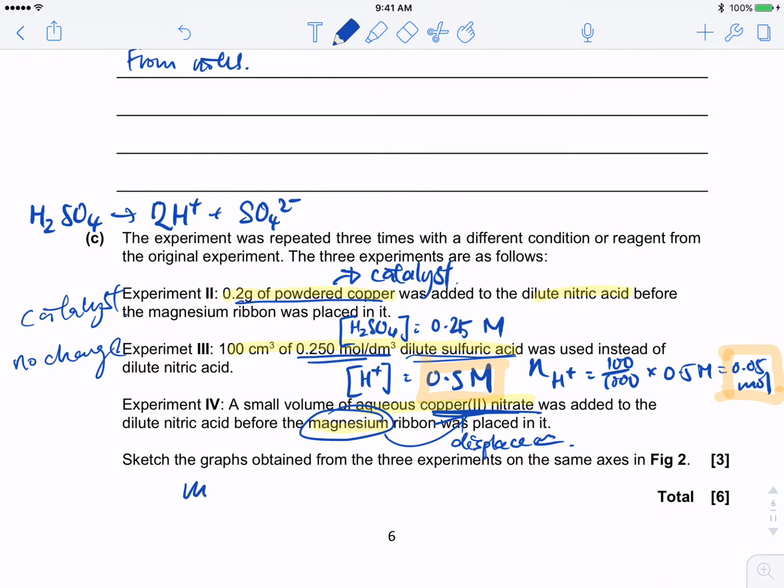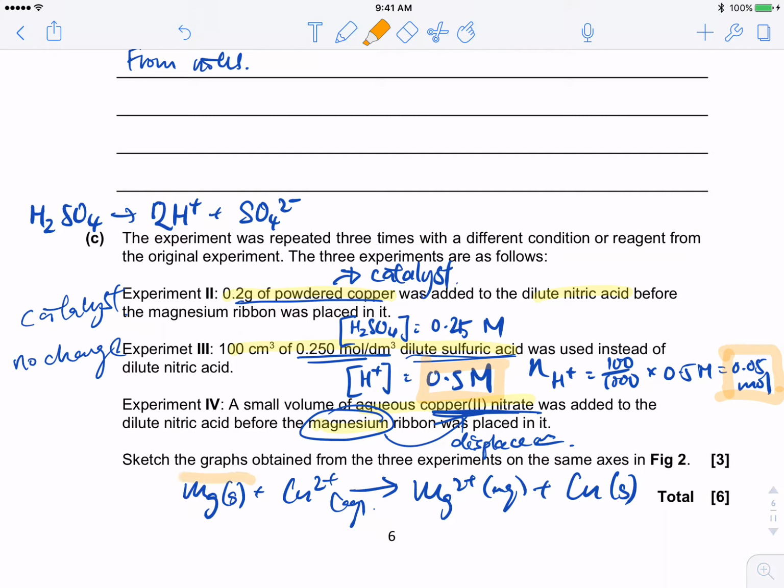So Mg plus Cu2 plus gives us Mg2 plus Cu. What happens here is that it uses up your magnesium to become Mg2 plus.